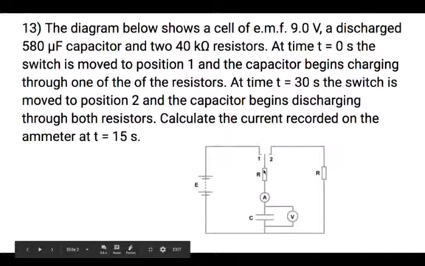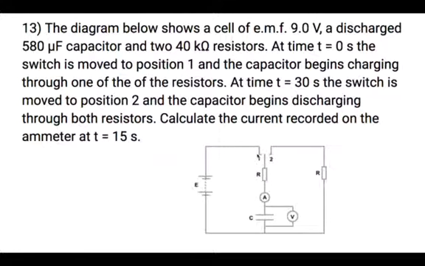At a time t equals 0, the switch is moved to position number 1. So this switch is flicked to the left, and the capacitor begins charging through one of the resistors. So just that one. This resistor is not going to be included in the charging circuit. At time t equals 30, the switch is moved to position 2, and the capacitor begins discharging through both resistors. So both resistors will be included in the discharging circuit. Calculate the current recorded on the ammeter at time t equals 15 seconds.